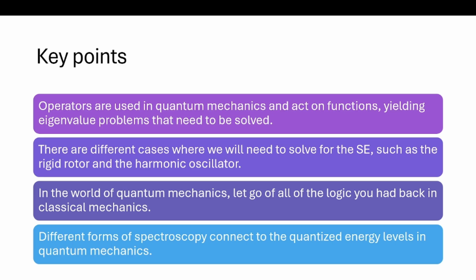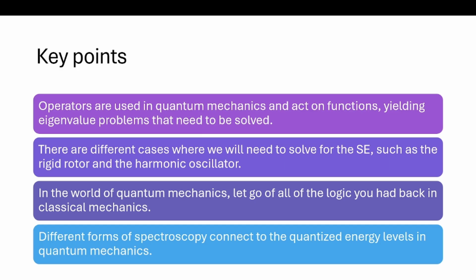And so, to wrap this all up, here are 4 key points that you need to know if you're going to be reviewing this for an exam. The first point is that operators in quantum mechanics act on functions, meaning that if we apply an operator to a function, we get some eigenvalue problems, given that the function is an eigenfunction. And using these eigenvalue problems, we can solve the Schrödinger equation for different cases, such as the rigid rotor and the harmonic oscillator.